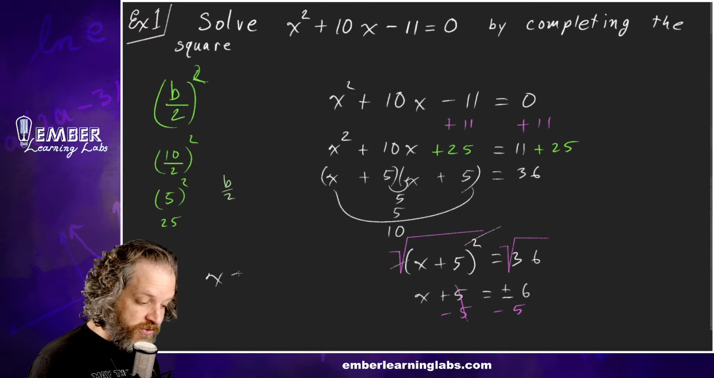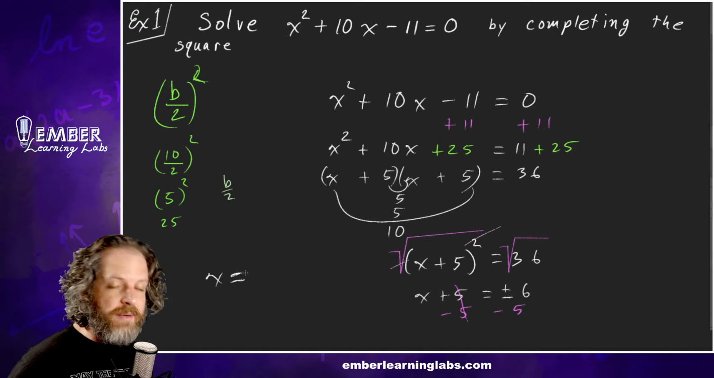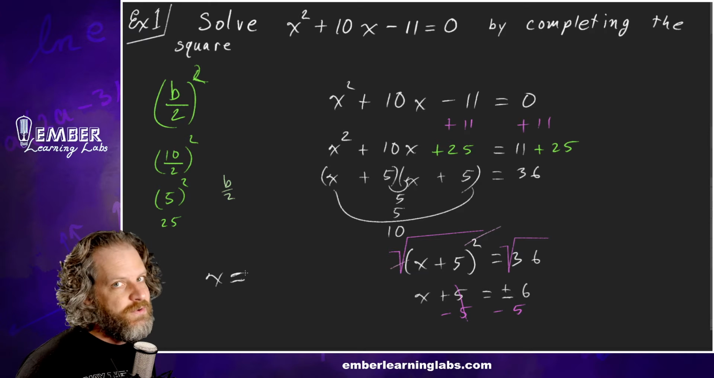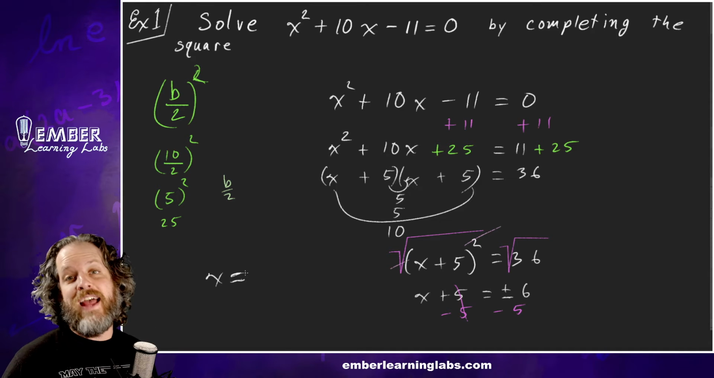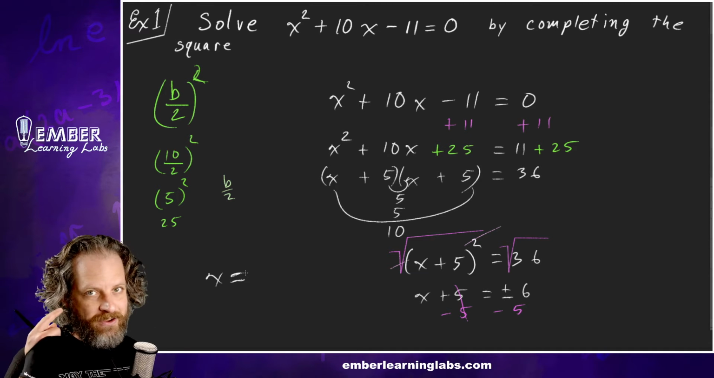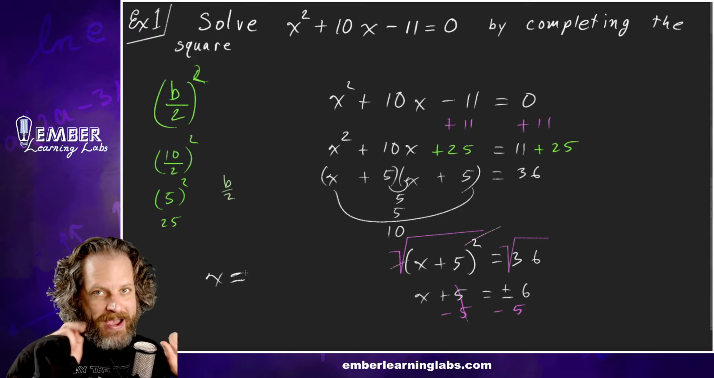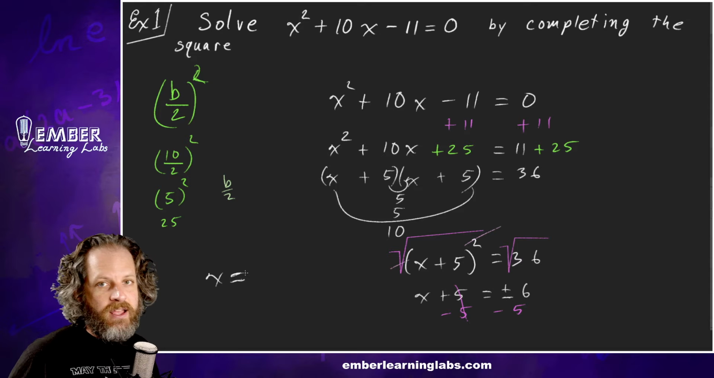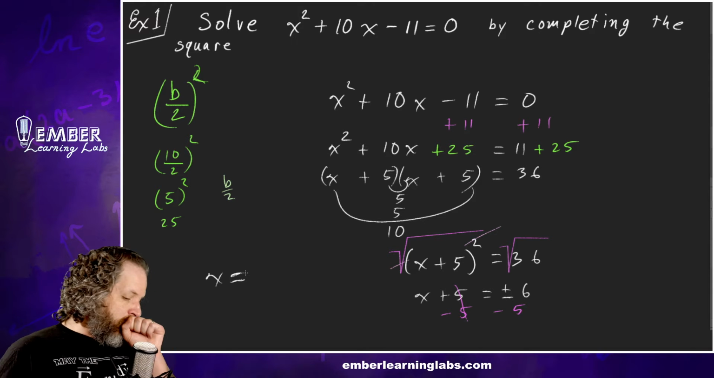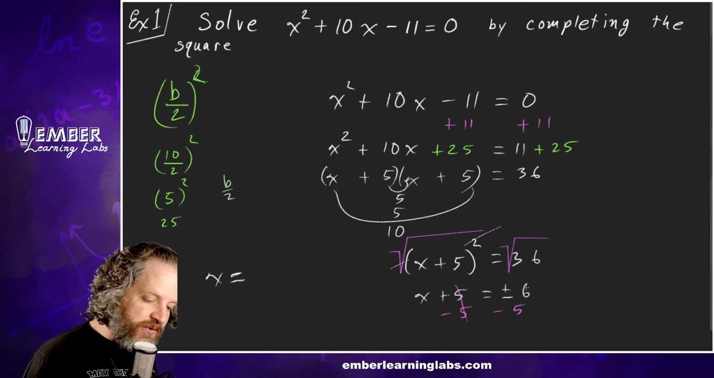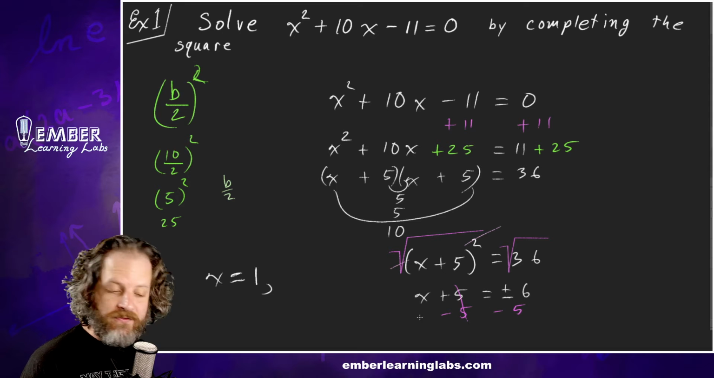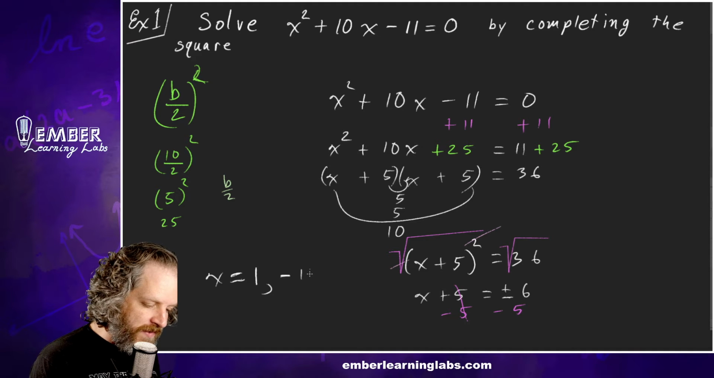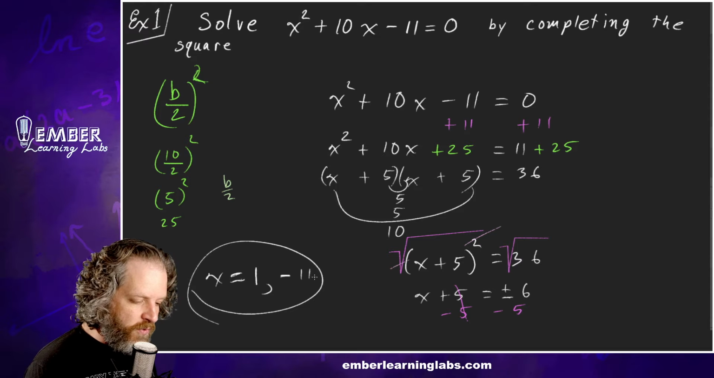So x is going to equal 2 answers, just like it always does. Either 2 answers, or 1 answer if it's the same, or 0 real answers. You can have 2 real solutions, 1 real solution, or 2 imaginary solutions, which we'll see in example 3. Now you do 6 minus 5, which is 1, and negative 6 minus 5, which is negative 11. So the answers are 1 and negative 11.